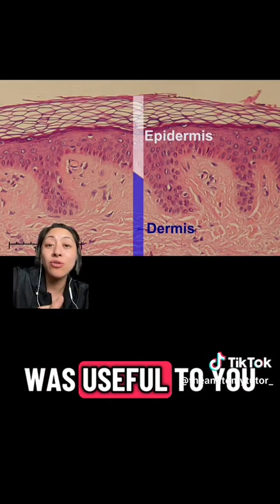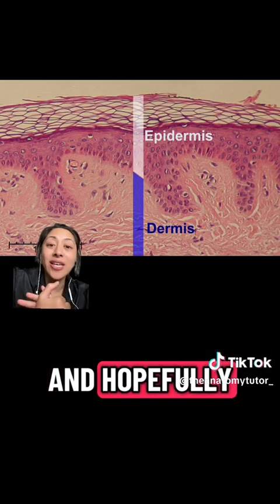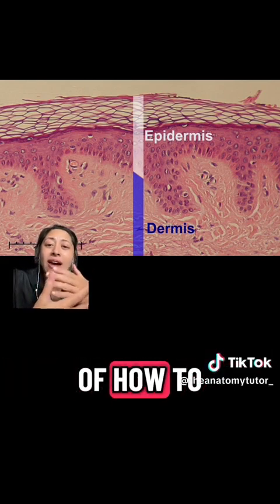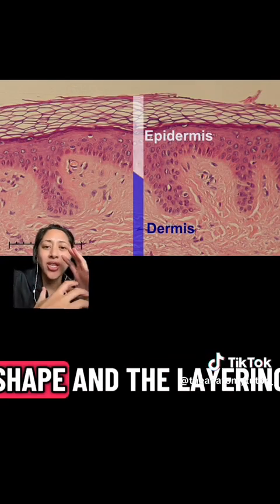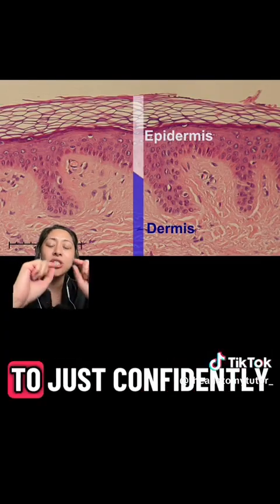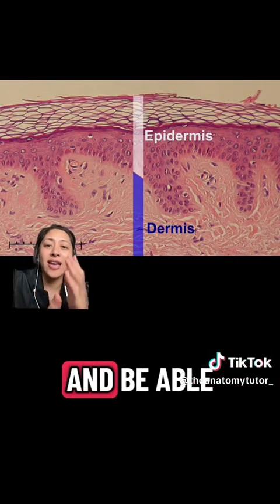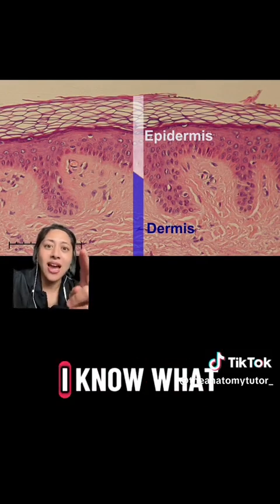So hopefully that was useful to you, and hopefully you can gain a better understanding of how to identify and distinguish the key features of the cell, the membrane, the shape, and the layering, and be able to confidently look at a slide and say, I know what that is.